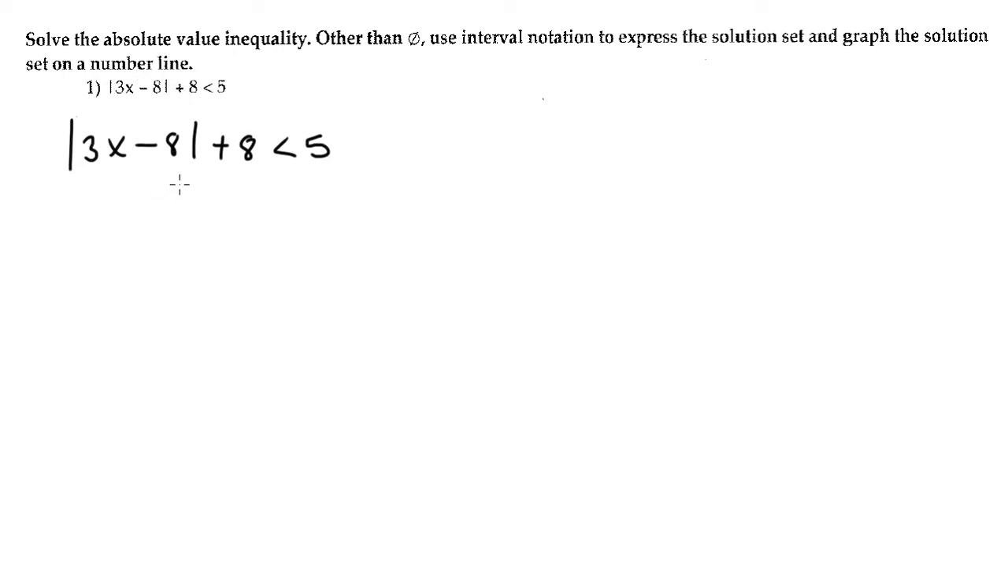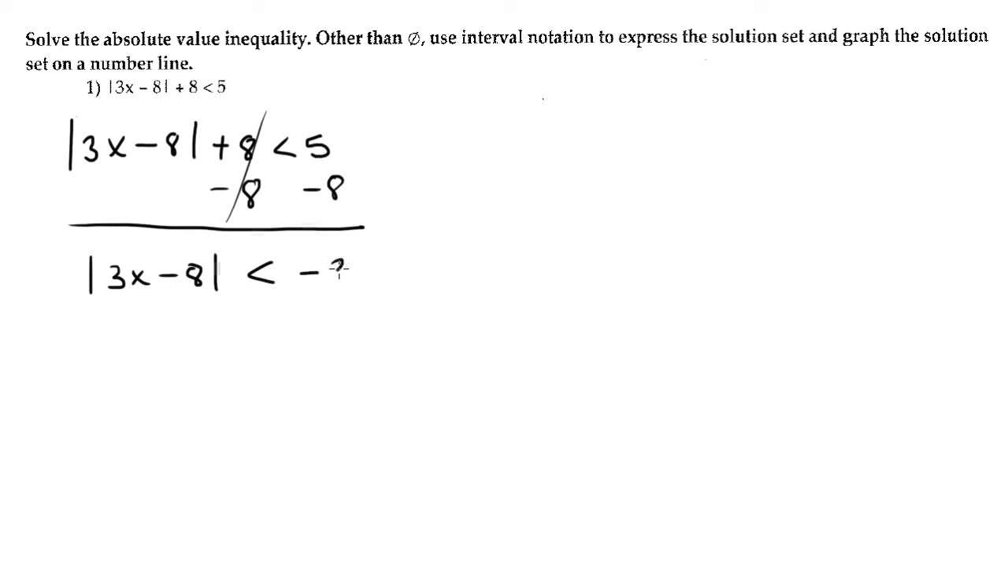Our first step is that we want this absolute value isolated before we can think about the usual two-case approach that we use for absolute value problems. So let's move this positive 8 by subtracting 8 from both sides of this inequality. When I do that, I'm left with the absolute value of 3x minus 8 is less than 5 minus 8, which is negative 3. So now we have the absolute value isolated.